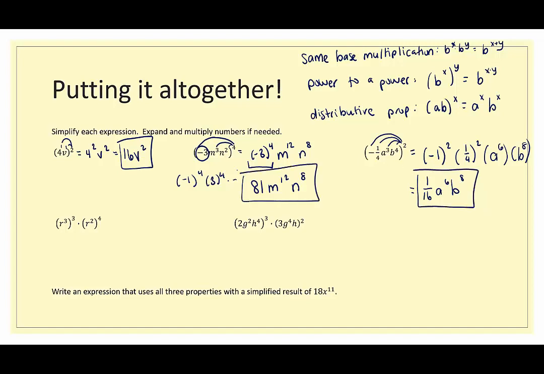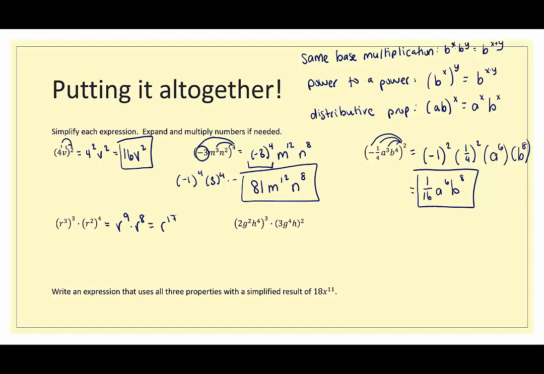Okay, 2 left. R cubed times r squared to the 4th. Okay, so r cubed, that's power to a power. That's going to be r to the 3 times 3, which is 9. R squared to the 4th would be 2 times 4, 8. Now we have same base multiplication. This is where we add the exponents and we get r to the 17th.